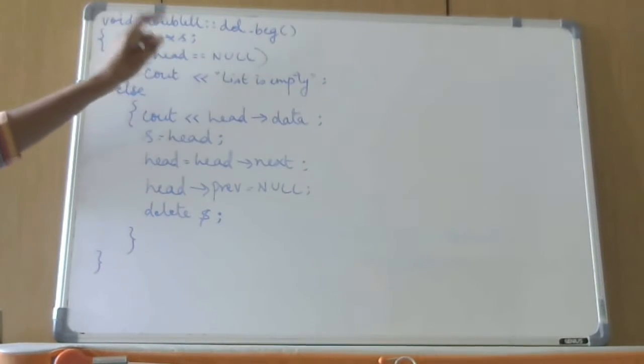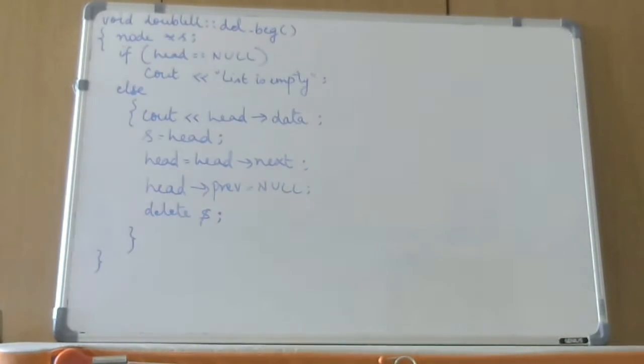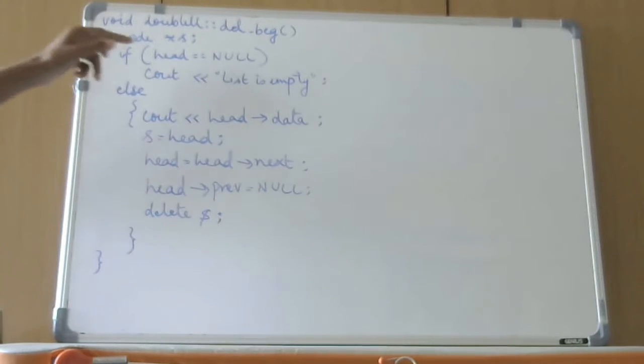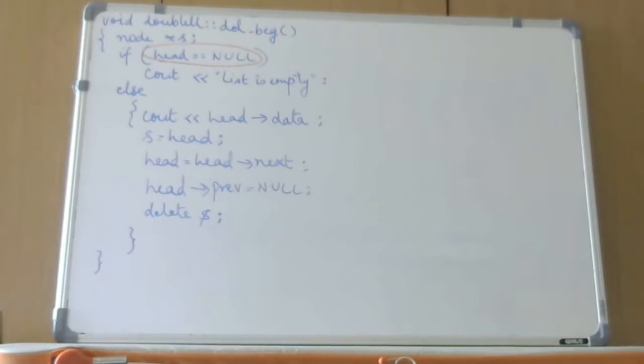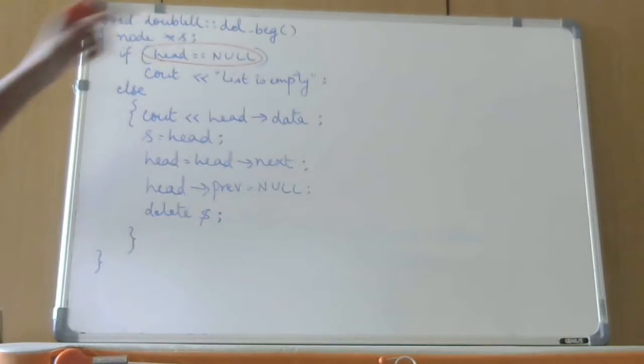The first thing that we have to check before you delete is whether the list is empty or not. If the list is empty, we cannot delete anything, obviously. So how do we check that? We check if head is equal to null, then the list is empty, so deletion is not possible. Else the list contains some elements, and we want to delete the first element because it is deletion at the beginning.